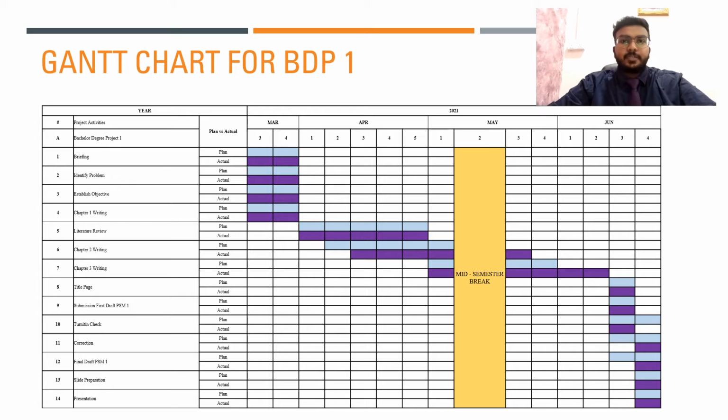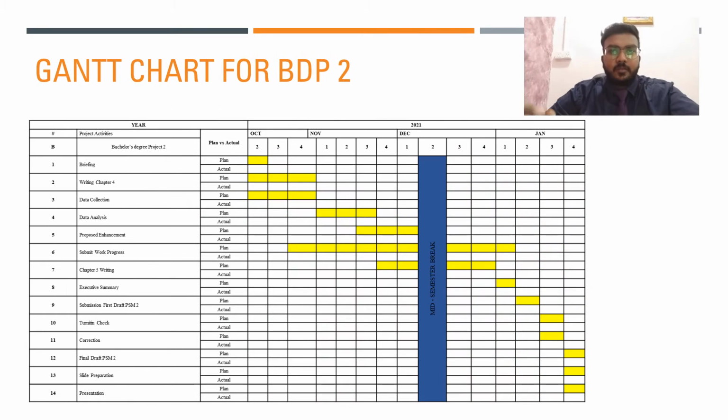For Bachelor Degree Project 1, the Gantt chart was prepared and the project flow was done according to it. For Bachelor Degree Project 2, the Gantt chart was prepared earlier to determine the initial planning for the project.